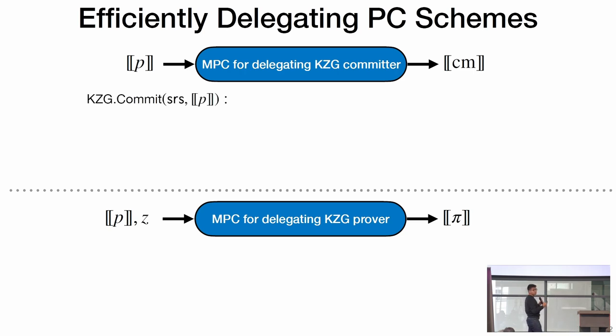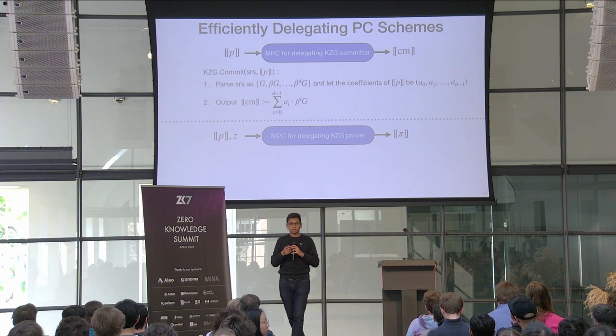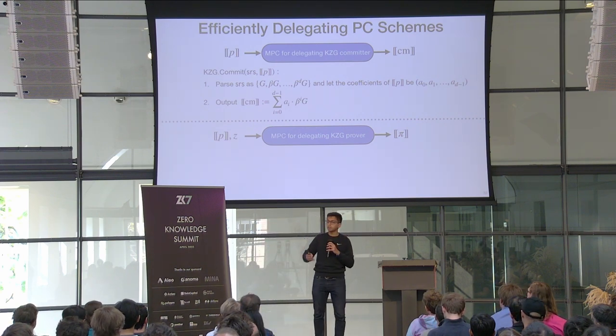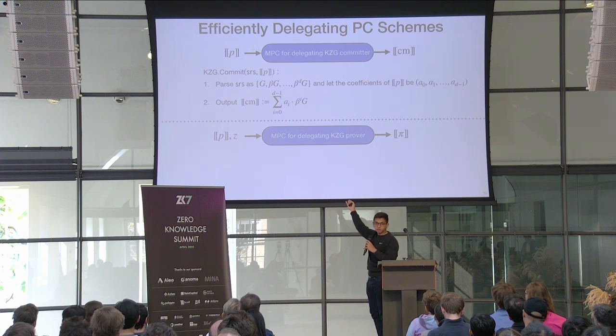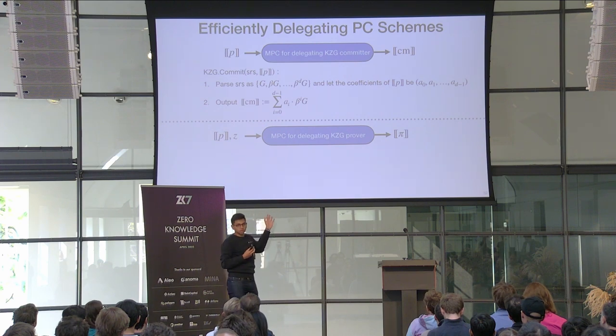In terms of committing, the cool thing is that the commitment scheme is linearly homomorphic also. So a commitment to the shares of the polynomial is a share of the commitment to the polynomial. Just assume that your vector of the shares has this structure. Then a share of the commitment is just the standard thing that you would do with KZG, which is compute the multiscalar multiplication, right? So there's really almost no difference from the actual KZG algorithm.